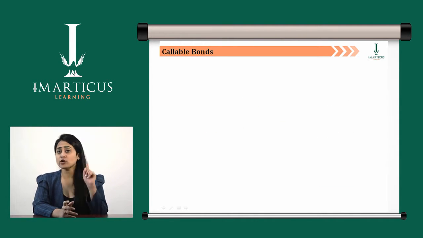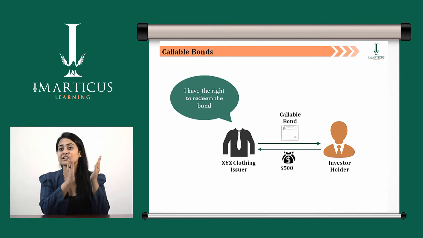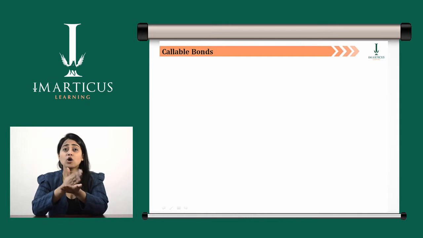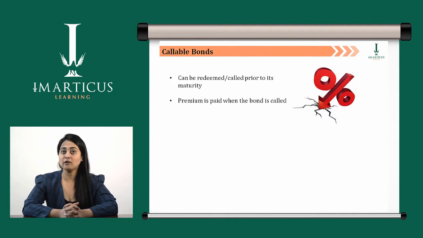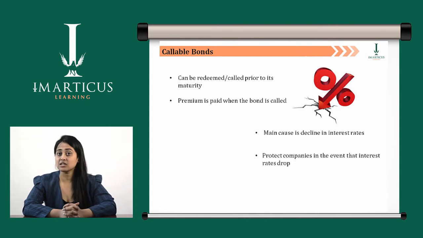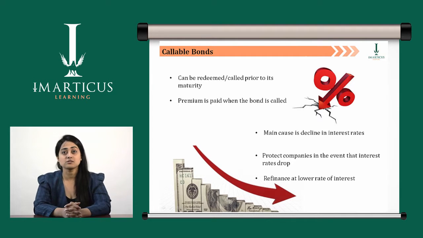The example shown on screen explains callable bonds. Here the issuer, that is the clothing company, has the right but no obligation to redeem the bond. Callable bonds can be redeemed or called prior to maturity. The premium is paid to the bondholder when the bond is called. The main cause of a call is a decline in interest rates. Callable bonds protect companies in the event that interest rates drop. If interest rates have declined since the company first issued the bond, it will likely want to refinance this debt at a lower rate of interest.